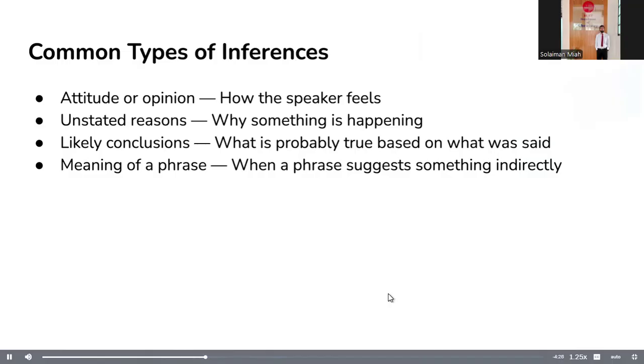Now, we're walking through these just to show the types of relationships. There aren't separate strategies for these, and there may be different types of inferences on your test, but hopefully this gives a general sense of what inference means for the TOEFL.